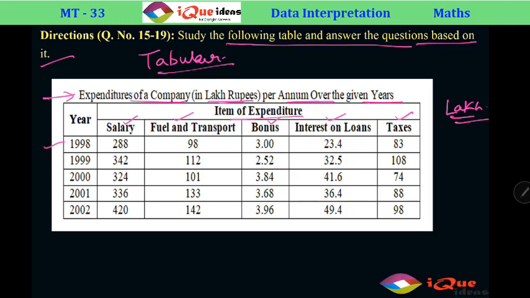And the years are 98, 99, 2000, 2001 and 2002. So for example, the salary expenditure in 98 is 288 lakh. Interest on loans in 2001 is 36.4 lakh. Taxes in 2000 is 74 lakh. Fuel and transport expenditure in 2002 is 142 lakh. So this is how you can identify the values from the table given. Let's take up the questions now.